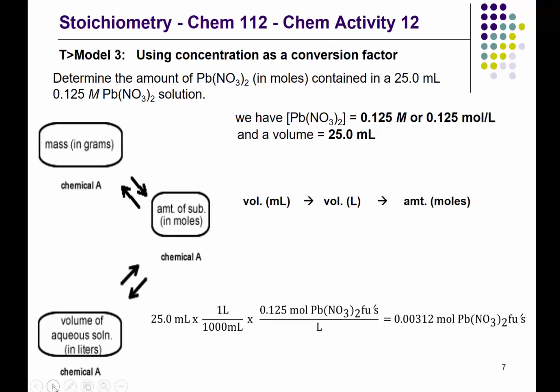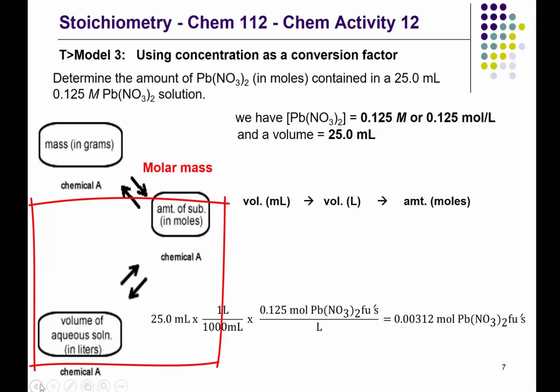Actually, the idea of concentration in units of moles per liter introduces to us a new conversion factor. The diagram on the left should look at least in part familiar to you, because we've already looked at the idea of mass to amount conversions. And as you know, in order to make these kinds of conversions, you need to use the molar mass. Well, if we have the volume of an aqueous solution in liters, we can also convert that to the amount of substance. And all we need is a concentration. And so our concentration will be the appropriate conversion factor.